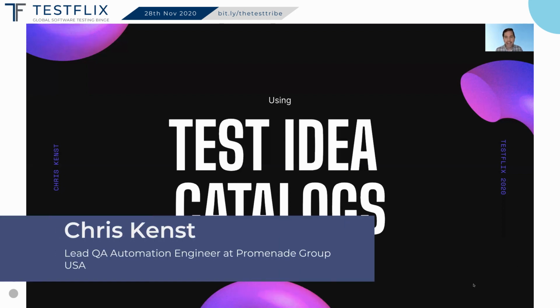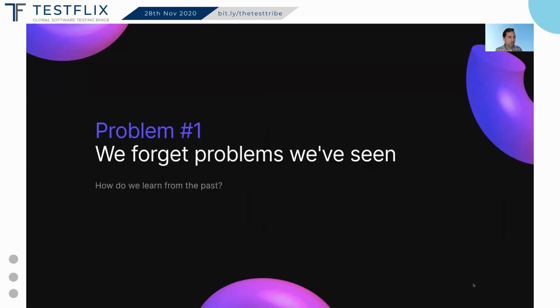Test idea catalogs solve a bunch of problems in general, but in particular, they also solve a couple of specific ones, including the problems that we've already seen. I know I've tested similar features over and over again over the years. Search is a good example. Search through different applications is always slightly different, but mostly the same.